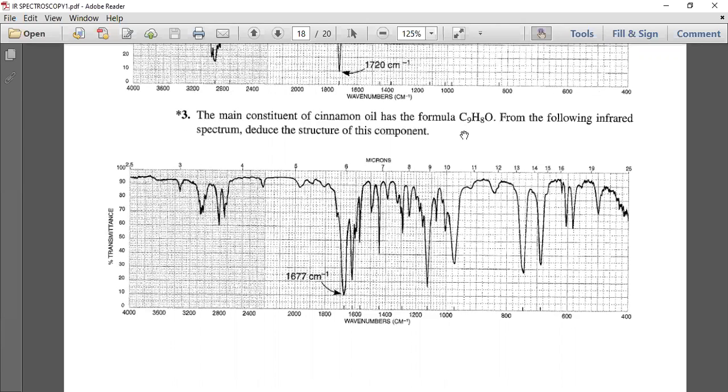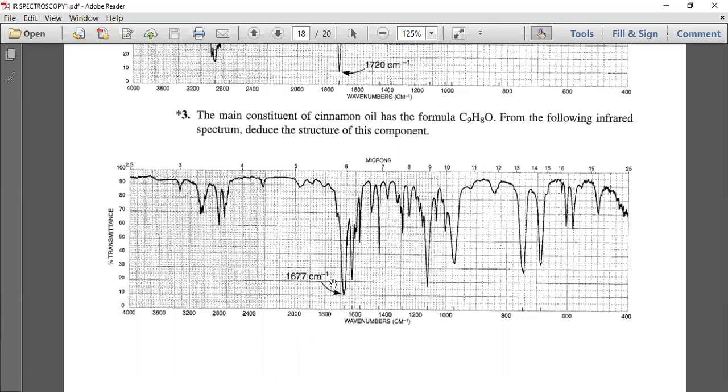From the degree of unsaturation, we can say it is having an aromatic. So 9 into 2, 20. Out of 20, we have 8 only. So it should be 6. So degree of unsaturation is 6. Out of 6, 4 will be going for the aromatic benzene ring. And you see, here we have two groups, 690 and 750. So it is mono substitution only, right? 690 and 750, so it is an aromatic system, mono substitution. And we have 1677.